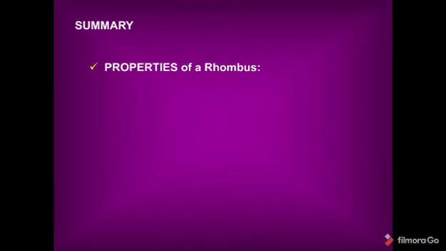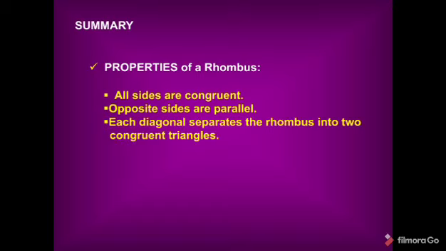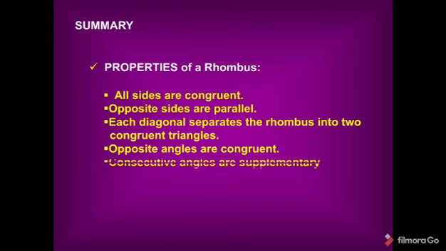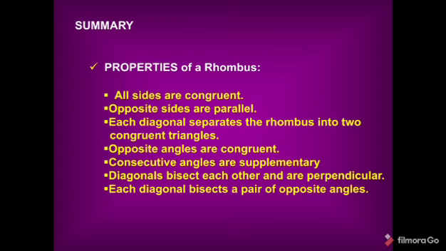So we have the properties of a rhombus. All sides are congruent. Opposite sides are parallel. Each diagonal separates the rhombus into two congruent triangles. Opposite angles are congruent. Consecutive angles are supplementary. Diagonals bisect each other and are perpendicular. And lastly, each diagonal bisects a pair of opposite angles.